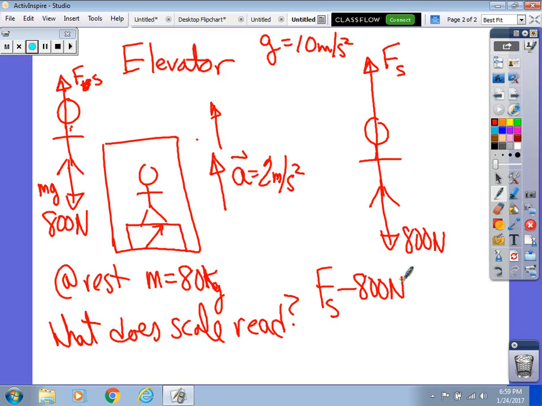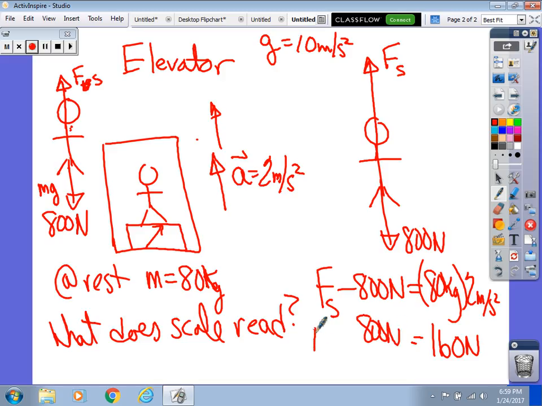How much is it? Well, I don't know this value. But I do know that Newton's second law says if you know the net force, who's winning the tug of war and by how much, it's equal to his mass, 80 kilograms, times his acceleration, 2 meters per second squared. Now the math becomes simple. On this side I get 160 newtons. This is still 800 newtons. So if I solve for the force of the scale on him, I add these two, and I get 800 plus 160, 960 newtons.